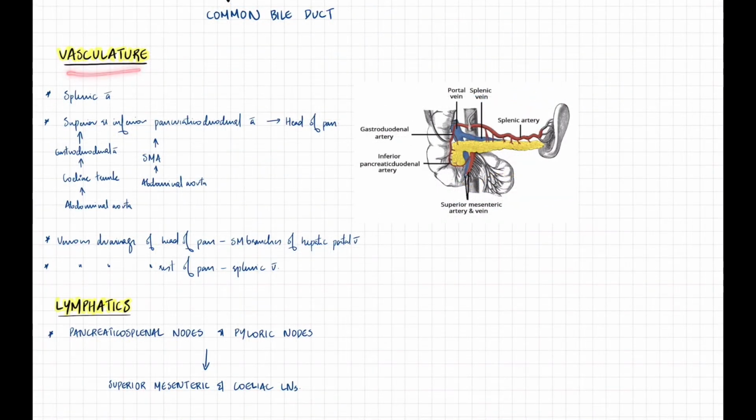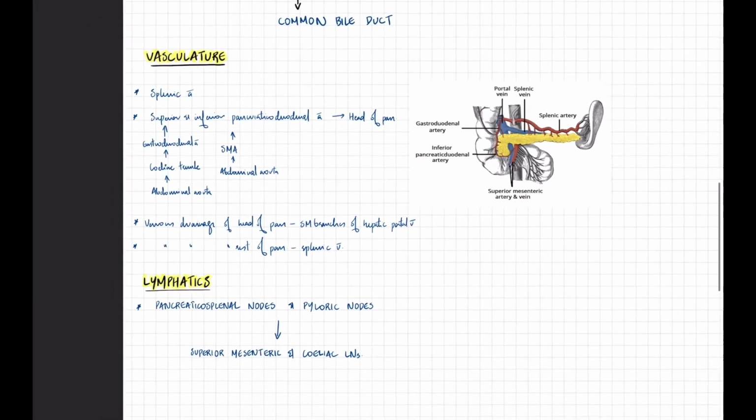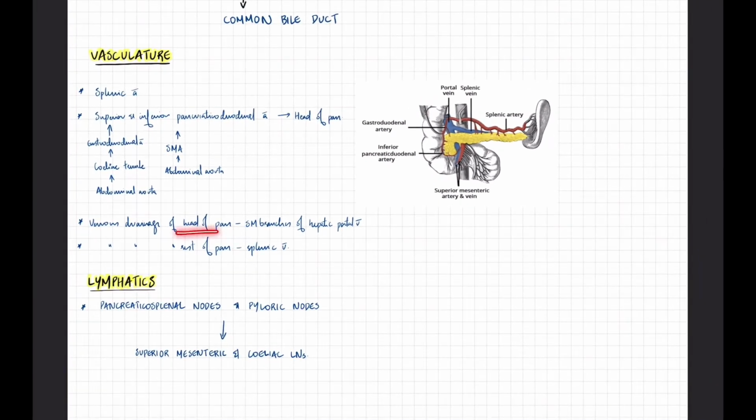Vasculature of pancreas. The pancreas is supplied by the pancreatic branches of splenic artery. The head is additionally supplied by the superior and inferior pancreaticoduodenal arteries, which are branches of the gastroduodenal and superior mesenteric artery, respectively. Here you can see the splenic artery supplying the pancreas. Venous drainage of head of pancreas is by the superior mesenteric branch of hepatic portal vein, which I have shown you before, and the rest of pancreas is by the splenic vein.